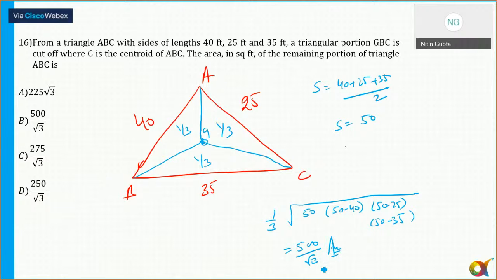So any doubt? So this was from triangles, easy question from the triangle. Can I move to the next slide? Okay, guys. So let's move to the next slide then.